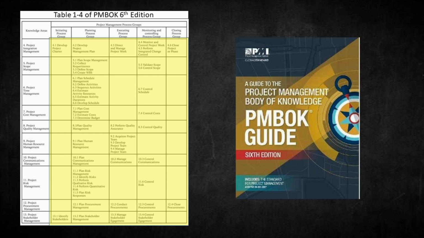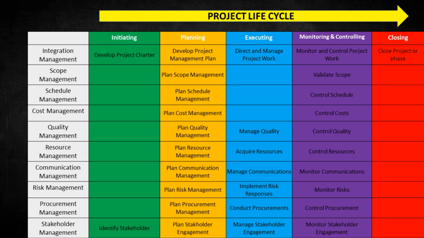Let's elaborate on it more. Let's make a table in landscape design. We will take some project processes to allocate in each knowledge area and process group for our example. Firstly, let's talk about process groups.